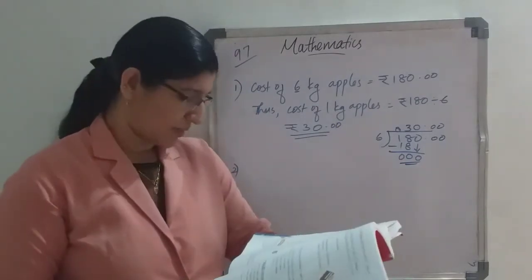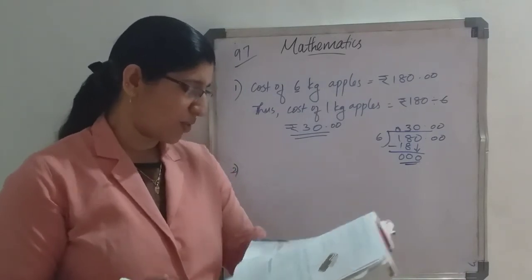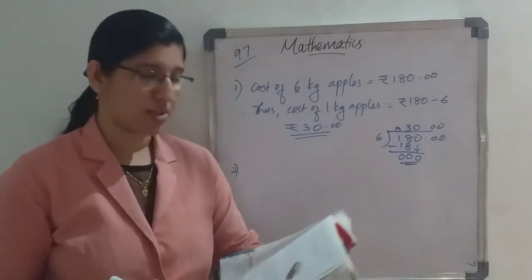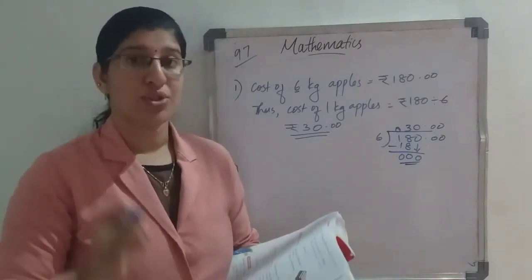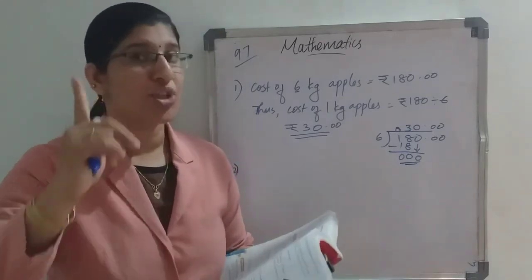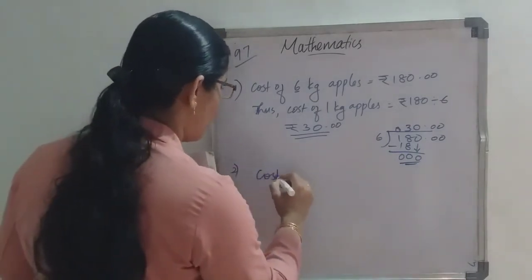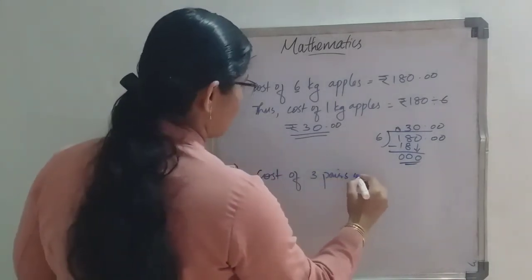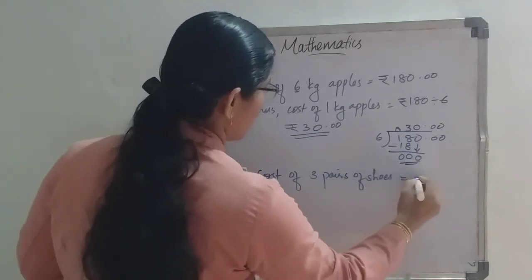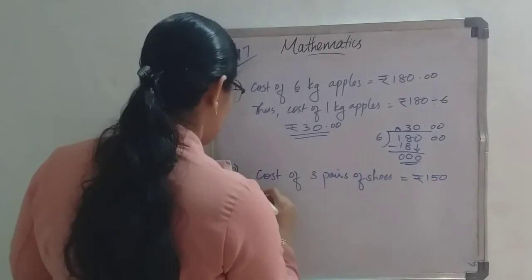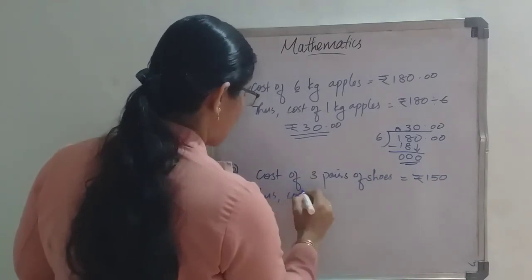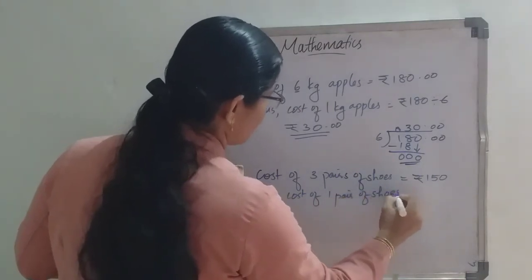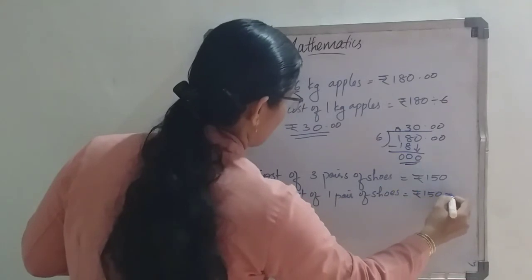Then look at the second question. Priya bought 3 pairs of shoes for 150 rupees. What will be the cost of 1 pair of shoes? Here also the total number is given. You need to find out 1. So cost of 3 pairs of shoes is 150. Thus, cost of 1 pair of shoes is 150 divided by 3.